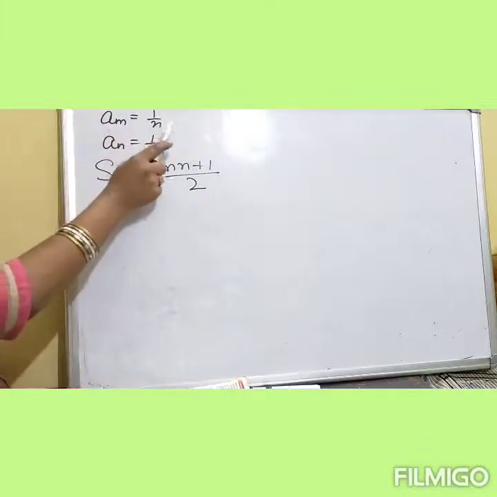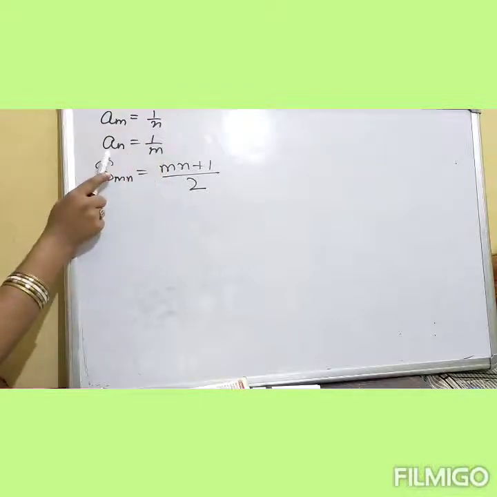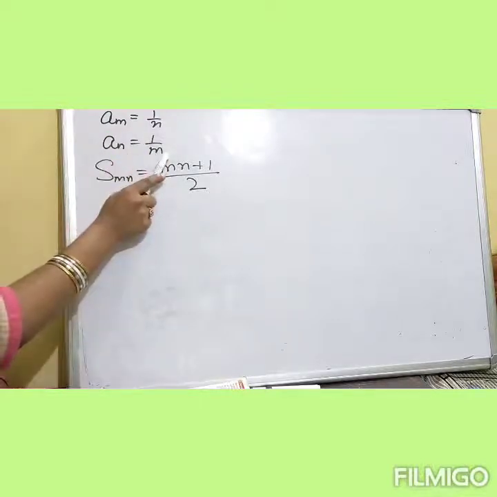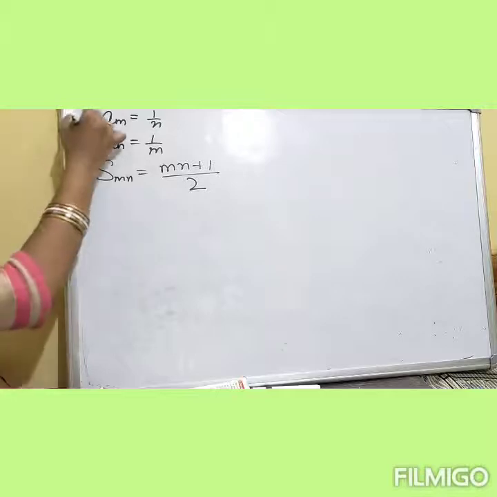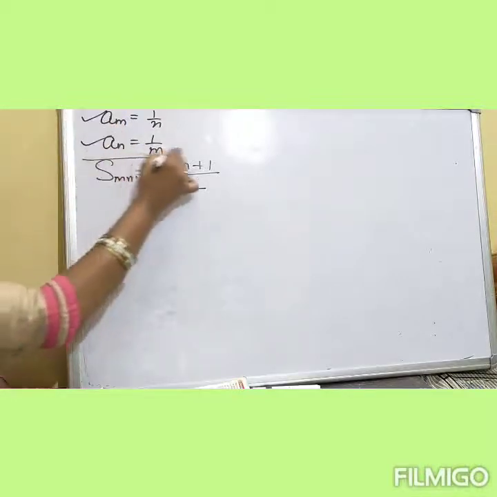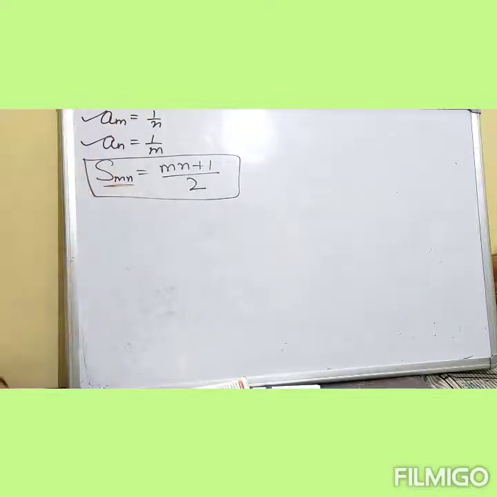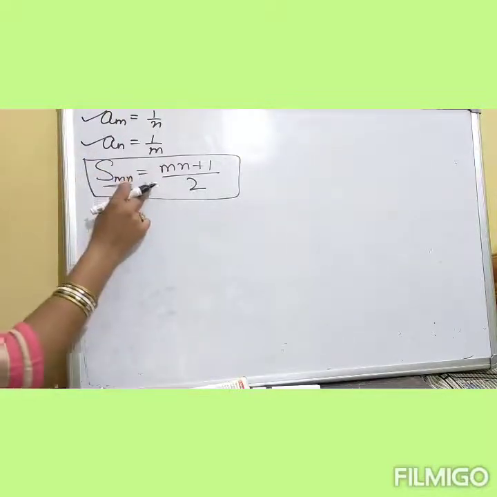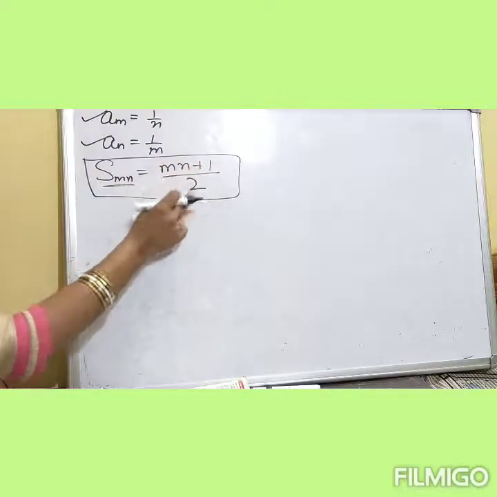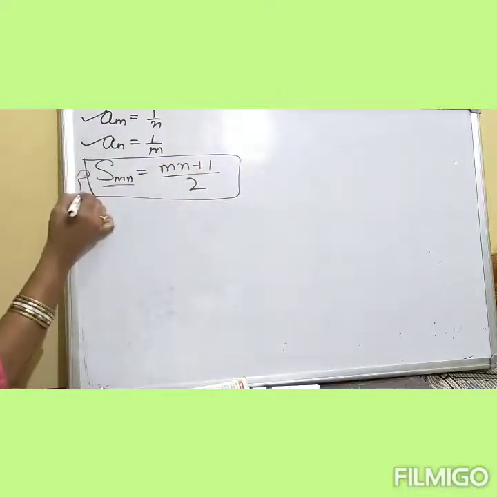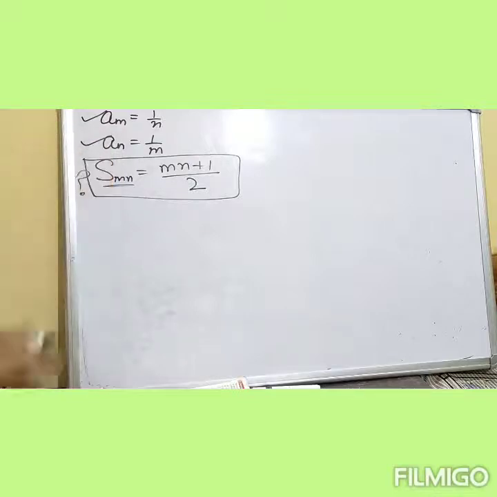The mth term is given as 1 by n, that is, the mth term is equal to 1 by n, and the nth term is equal to 1 by m. These two things are given in the question. And we have to show that the sum of mn terms is equal to (mn plus 1) by 2. So this we have to show, and these two things are given.